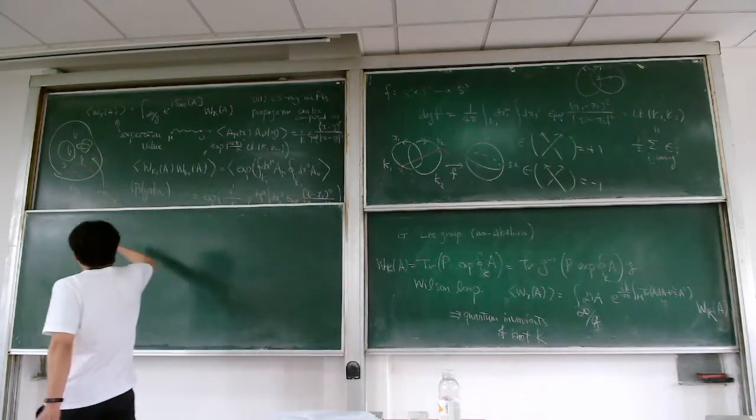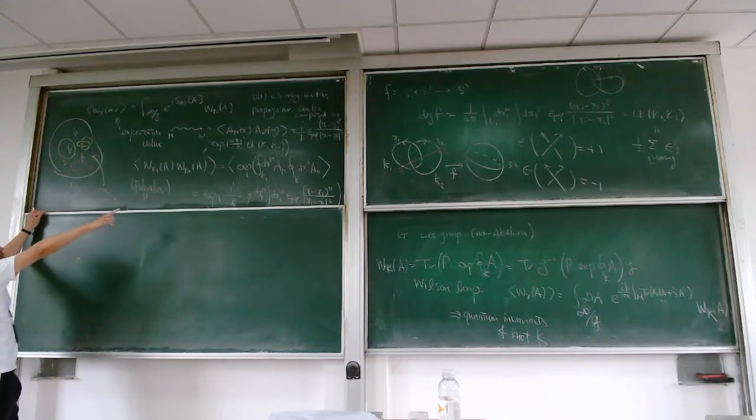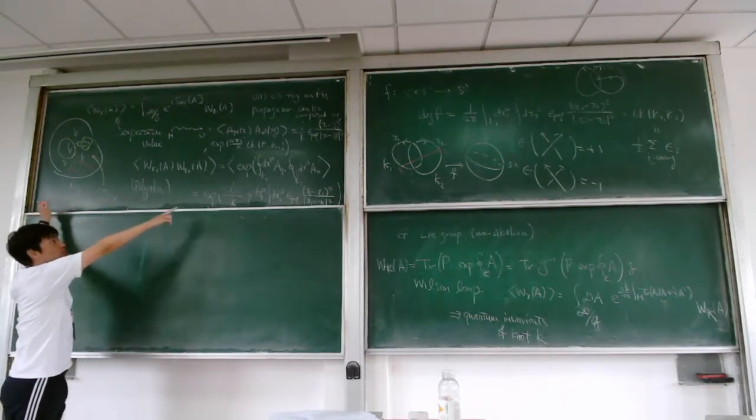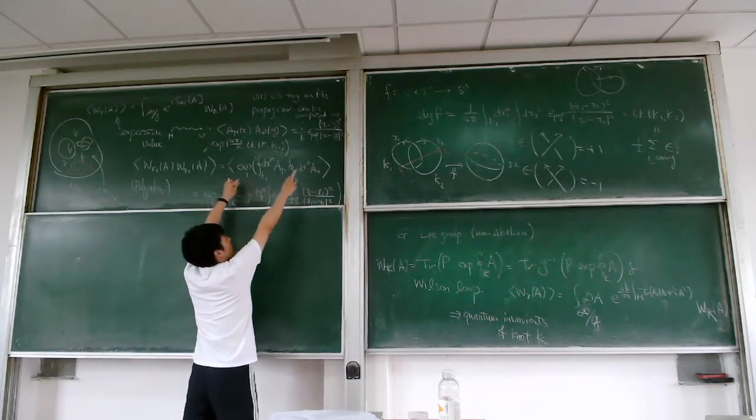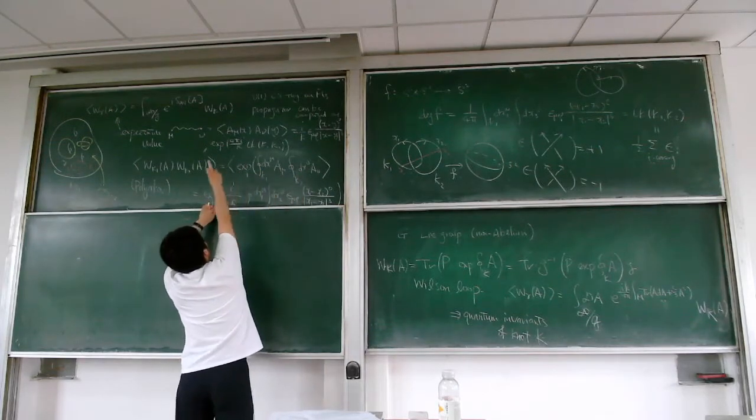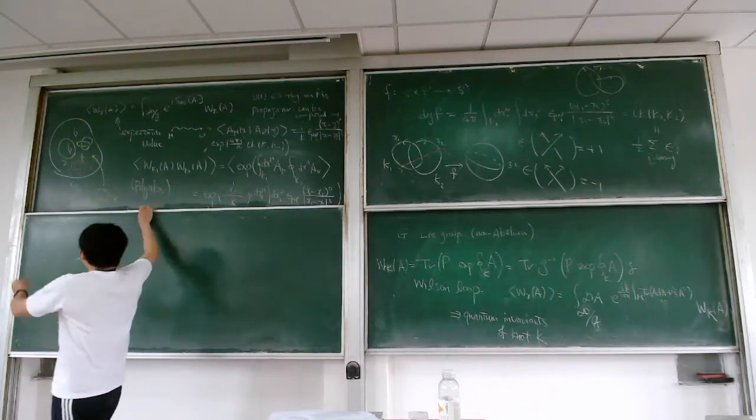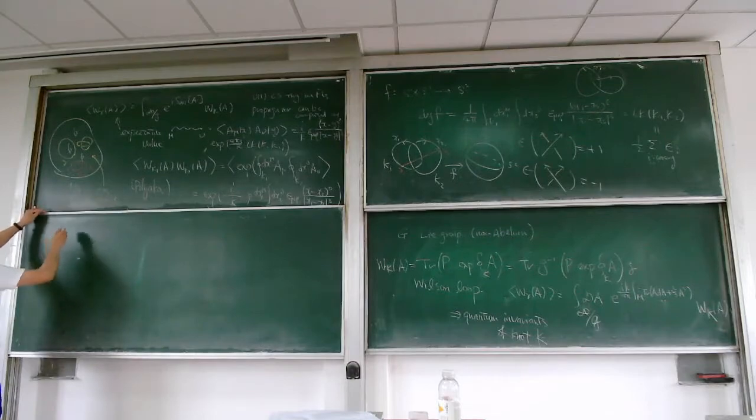So what Witten tells us is that even though it's an infinite dimensional integral, like this U1 case, if you use this propagator, we reduce this infinite dimensional integral to some finite answer, just a linking number. It's very simple.